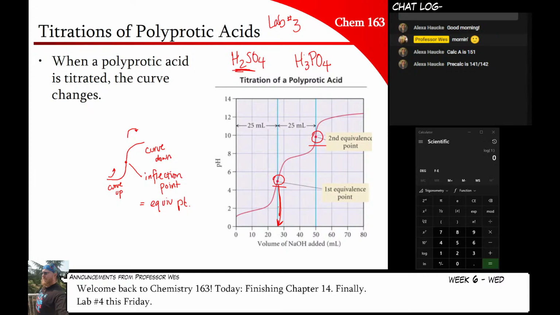So for each equivalence point, you're going to add the same volume, because it's going to require the same number of moles of titrant. So if it took you 25 milliliters for the first equivalence point, the second one will also take you 25 milliliters.